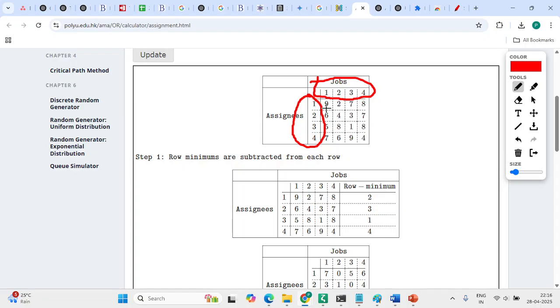For example, if person number 2 is given job number 4, that is, if person number 2 does job number 4, then the cost to us will be 7, and so on.